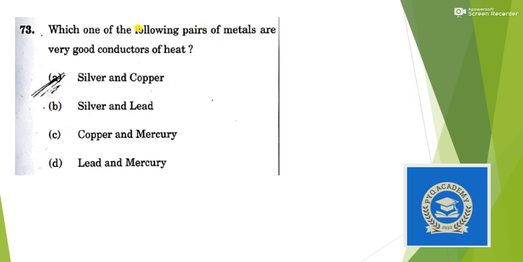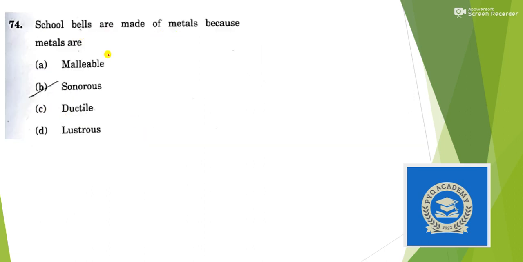Option B. Next, which one of the following pairs of metals are very good conductors of heat? As you know, mercury is a bad conductor of heat, so you can definitely eliminate it. Silver and copper are left. So answer is option A. School bell: a basic property of metals, and sonorous is a property which will provide a ringing sound. So answer is option B.